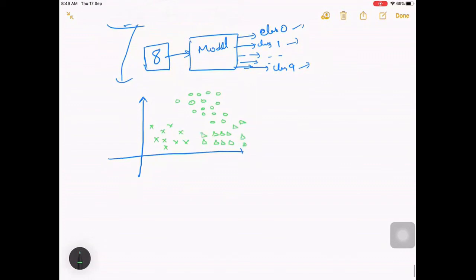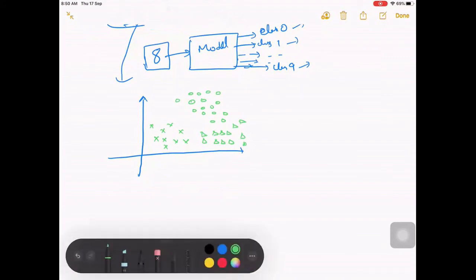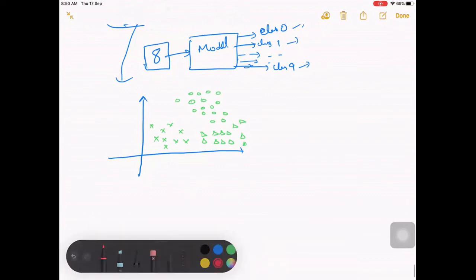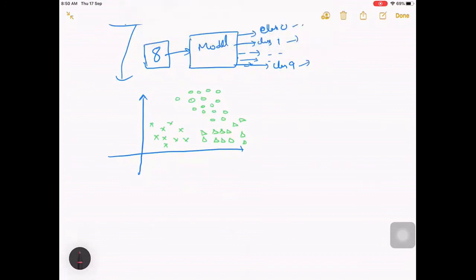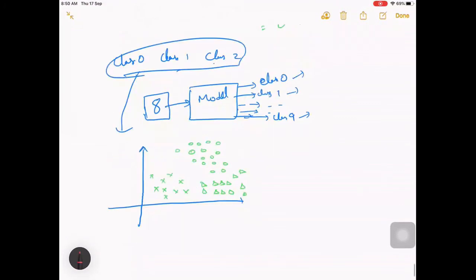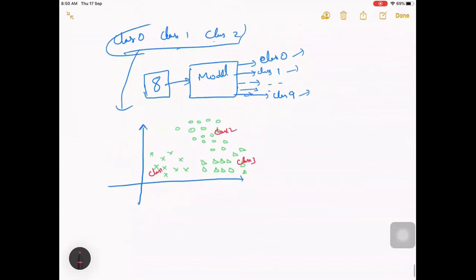Okay, so this is the behavior of your data. How are you going to separate it? Initially, let's say this is class 0, class 1, class 2. What you'll be doing is separating class 1 from the rest.